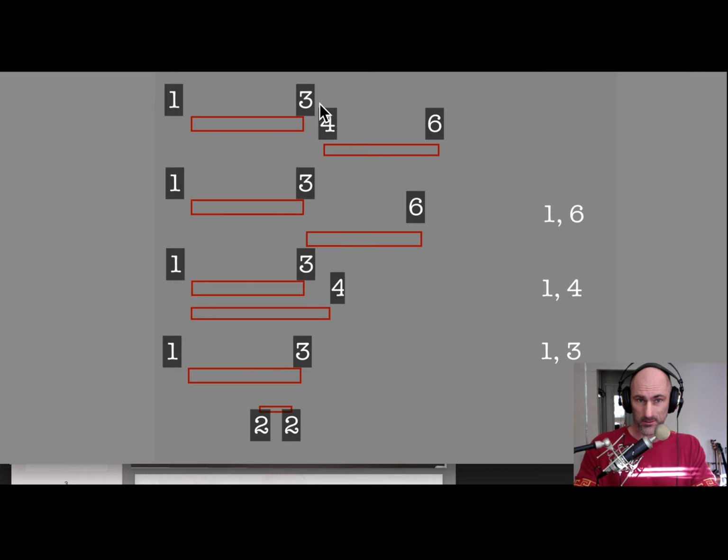The end of the start? Well, in this case, no, we would not use the end of the start. We would use the end of the first interval. In the second example, we would use the end of the second interval, 6. In the third example, we would use the end of the second interval, 4. In the fourth example, we would use the end of the first interval.